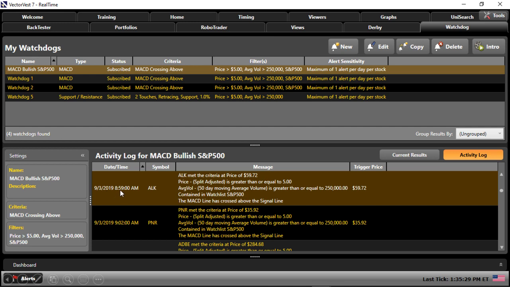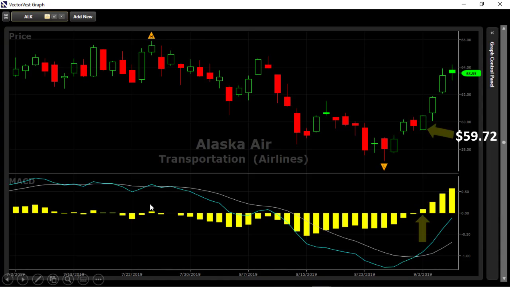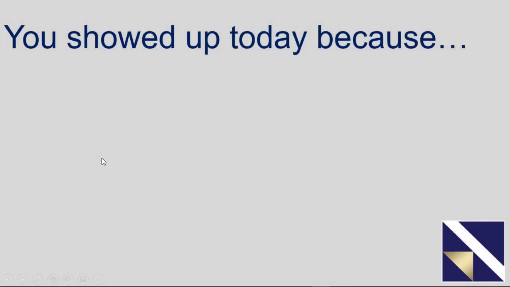Same day, September 3rd, at 9 o'clock, I got another alert. Alaska Air had also a MACD bullish crossover. Here's Alaska Air. There's the negative MACD for a long time there. There's my bullish crossover. That happened during the day at a price of 59.72. You could see that was a nice opportunity for gains there as well.